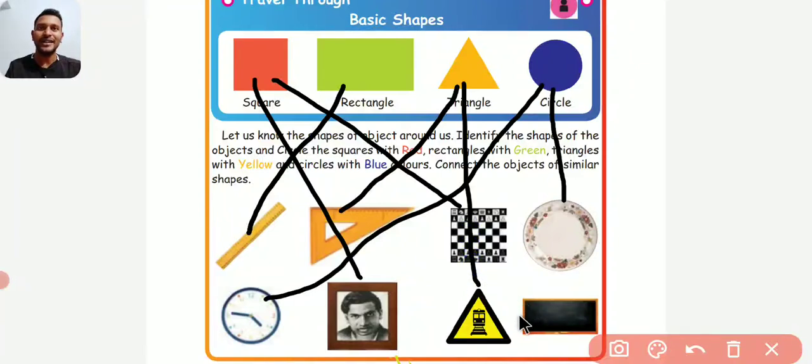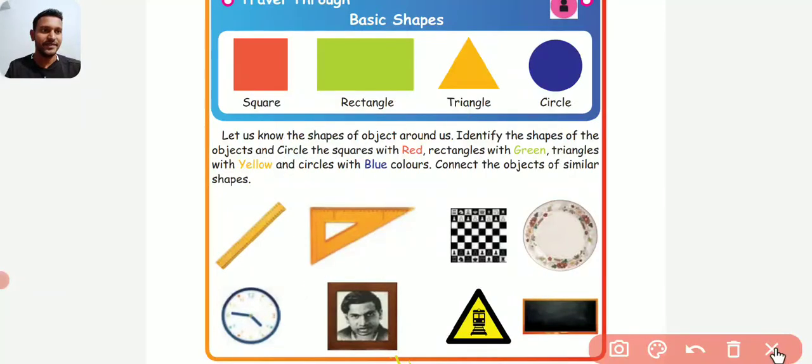This blackboard has 4 sides. Here only the opposite sides are equal. Therefore, it looks like a rectangle. That's all, students.